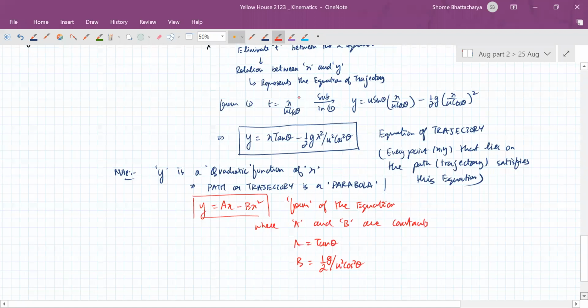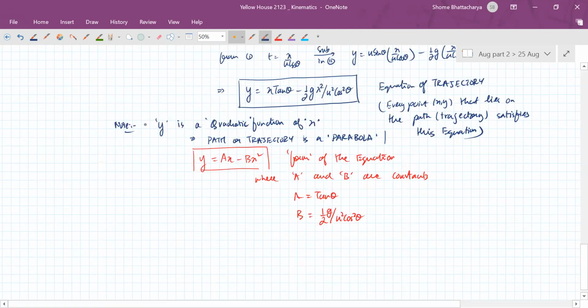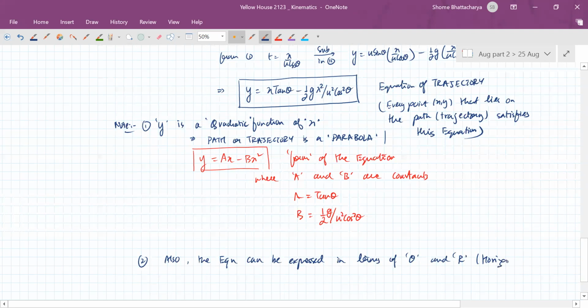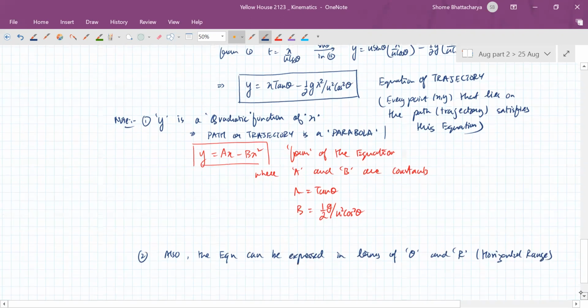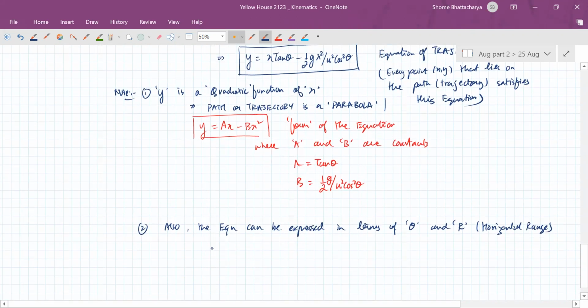So now within this we can understand one more thing. We can also express the equation in terms of the angle of projection and the range, horizontal range. Okay. This is a very useful way of writing the equation.